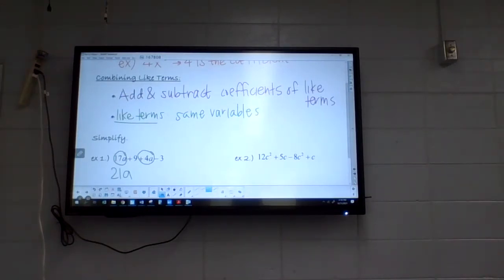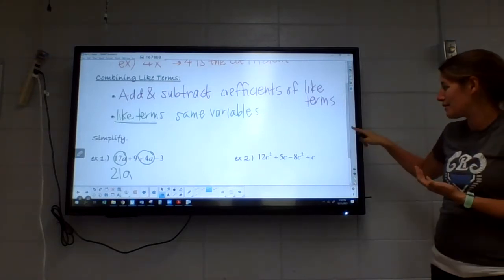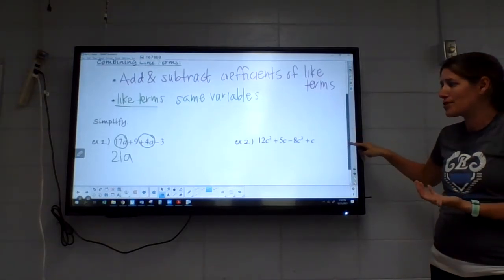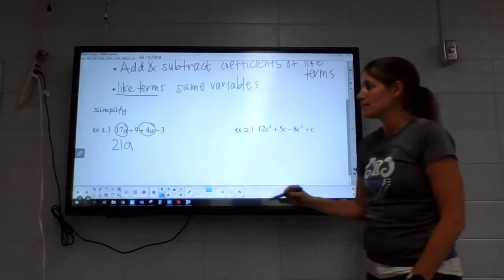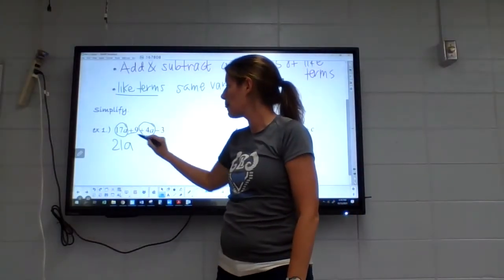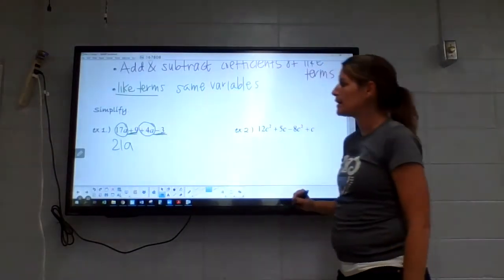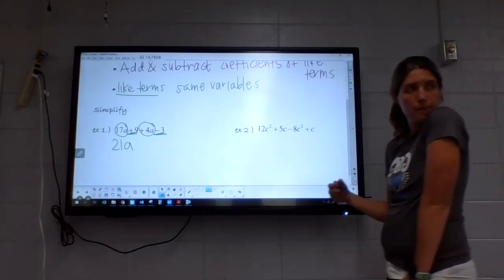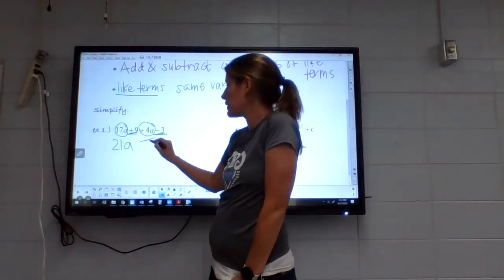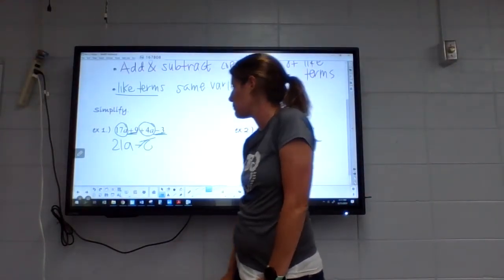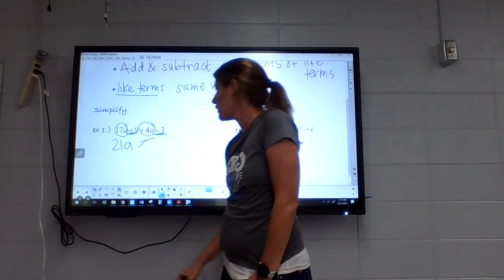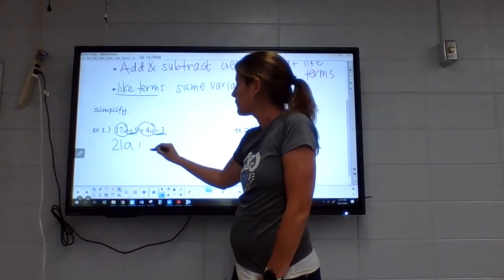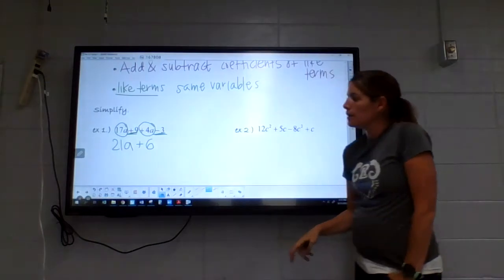And then the 9 and -3 are also like terms, so they're just numbers. They both don't have a variable, so they're like terms for that reason. So the positive 9, but then it's a -3. So positive 9 minus 3 is going to be just 6. What kind of 6, Will? Positive. So I'm going to write plus 6.